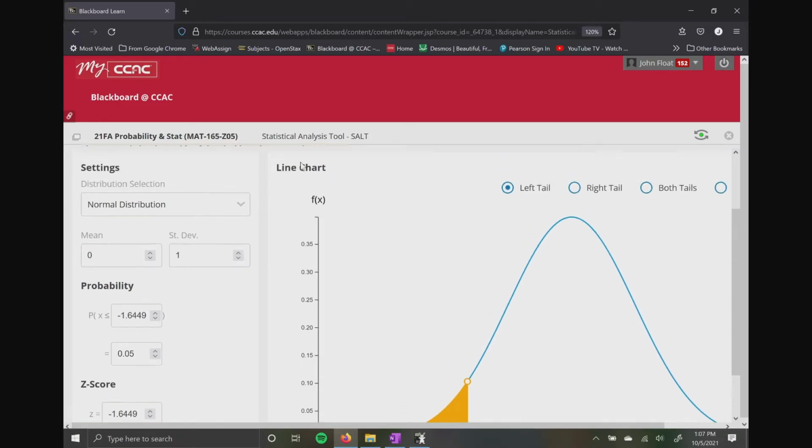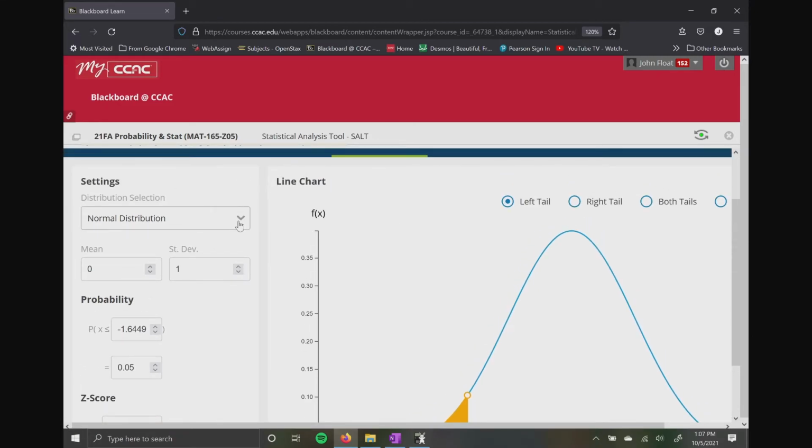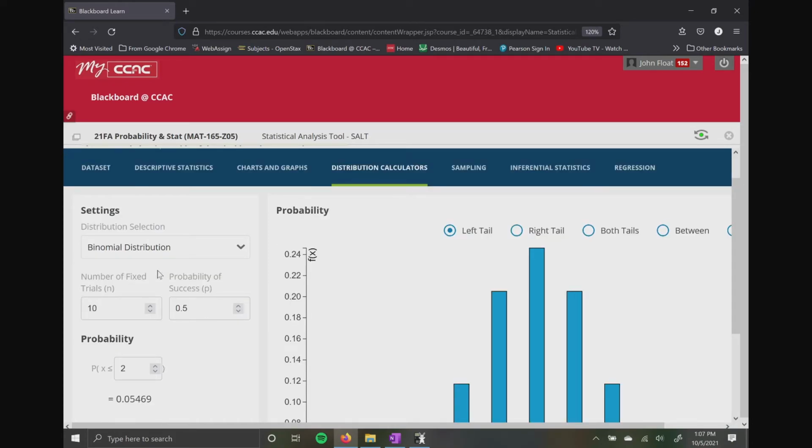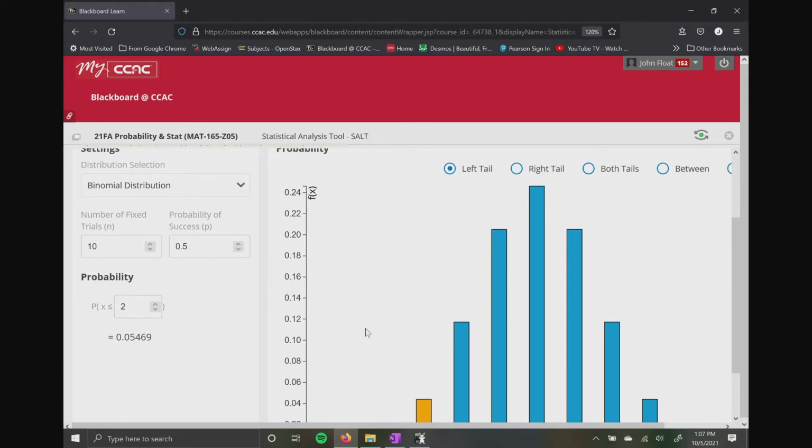All right, what we're going to do is click on this drop-down arrow, and you're going to see, oh, look at that, number 2. It's a binomial distribution, so go ahead and click on binomial distribution. Now you have options: fixed number of trials, probability of success, and then down here you have P of X is less than or equal to a certain value.